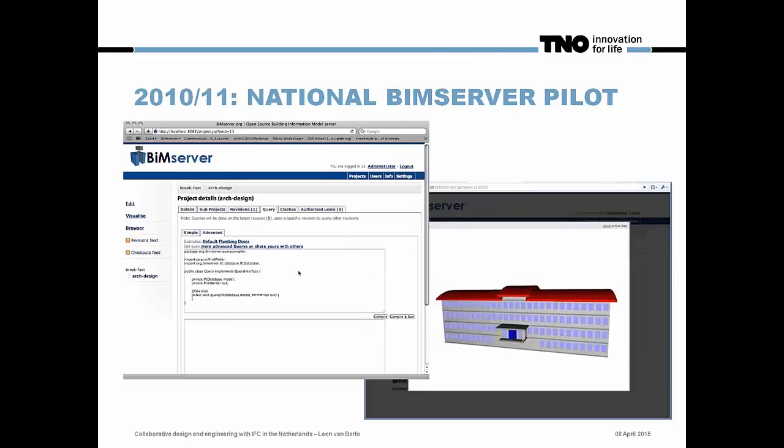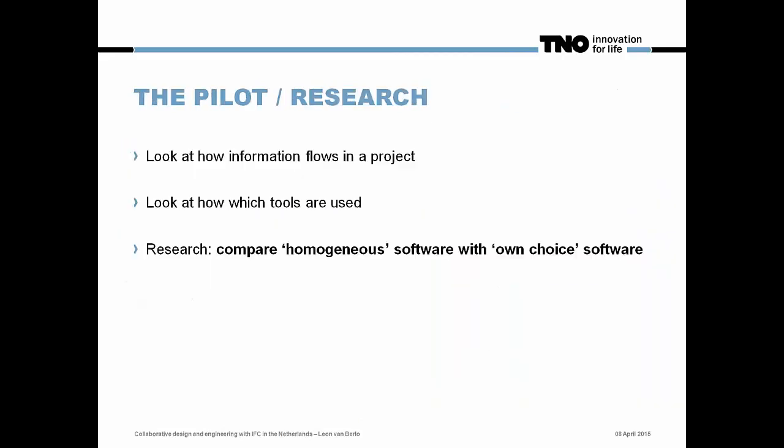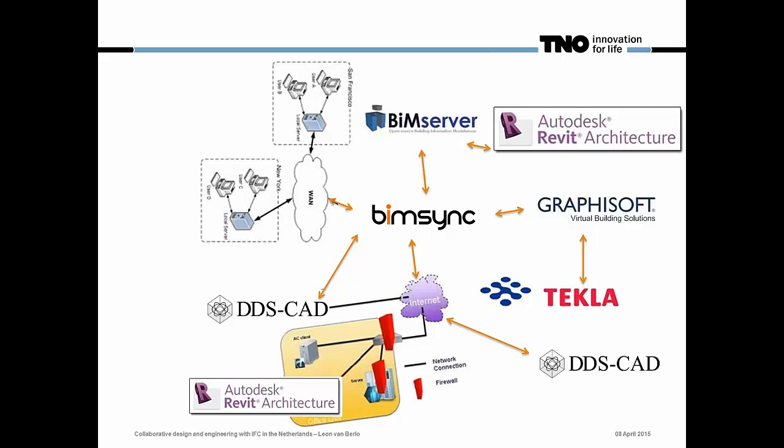And when they started to test that, they had a pilot project where they wanted to test certain features, certain possibilities of that. Look how the information flows in a project, and also which tools are used. And the basic idea was to compare the homogeneous software environment to this environment where everybody can use different software products. And as you can see from this diagram, the environment was relatively complex. They used several different software to test how well it works.